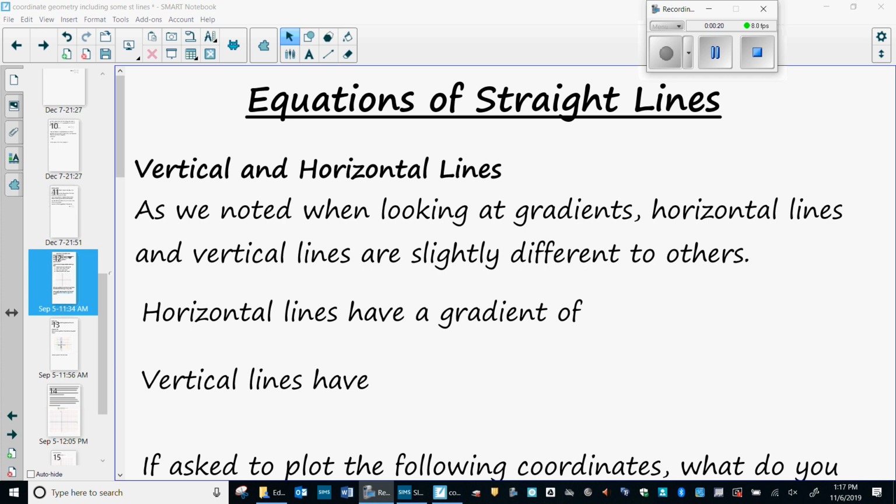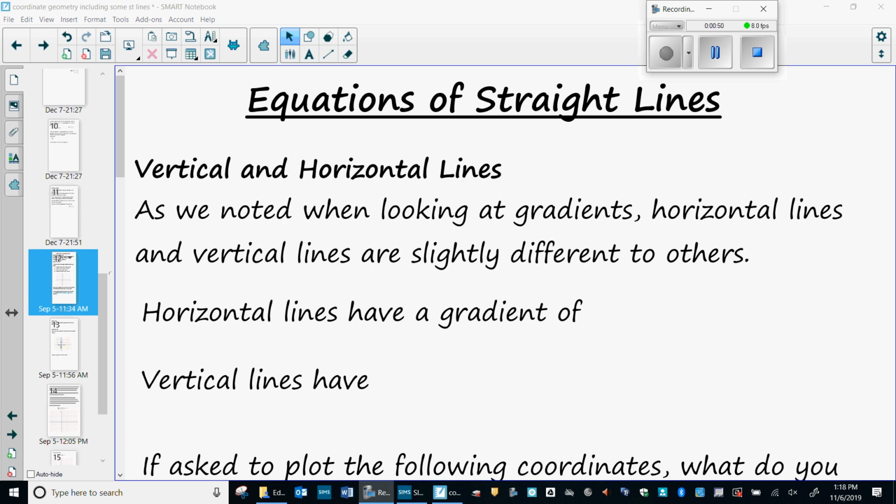So, gradients of vertical lines. Do you remember how we described the gradient of a vertical line? What's the gradient? Zero. No, not vertical. It's nearly nice. So a vertical line has an undefined gradient. A horizontal line is zero. Okay. So gradients of vertical and horizontal lines.